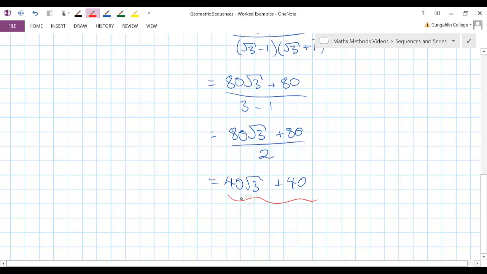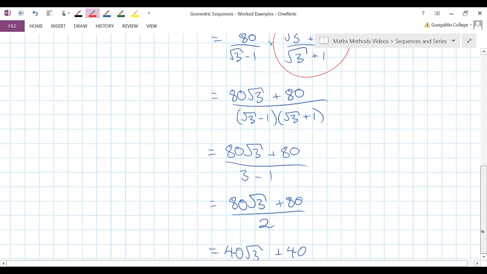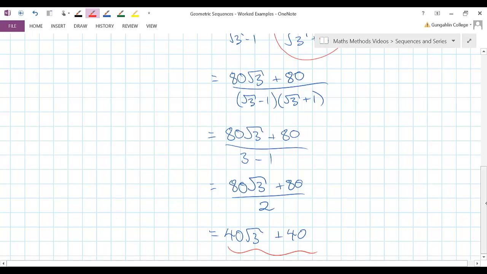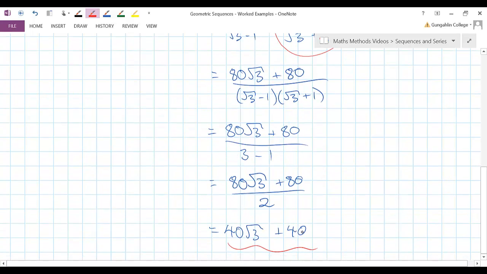But it's not unexpected. You do expect to have a bunch of terms with root 3's in them and a bunch of terms that don't, because remember the original sequence, every second term would have a root 3 in it. So all of the root 3 terms will sum up to give you this part. All of the other terms, the odd terms, would sum up to give you this number. So that's kind of why we have this ugly root 3 in our answer.